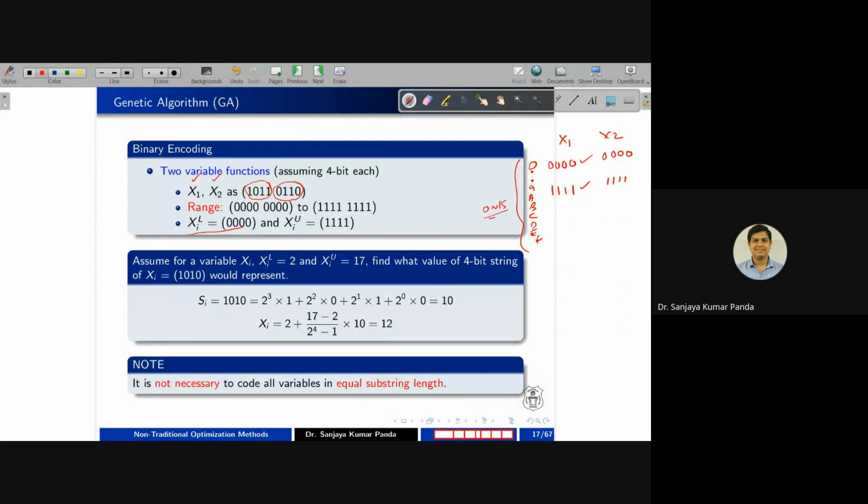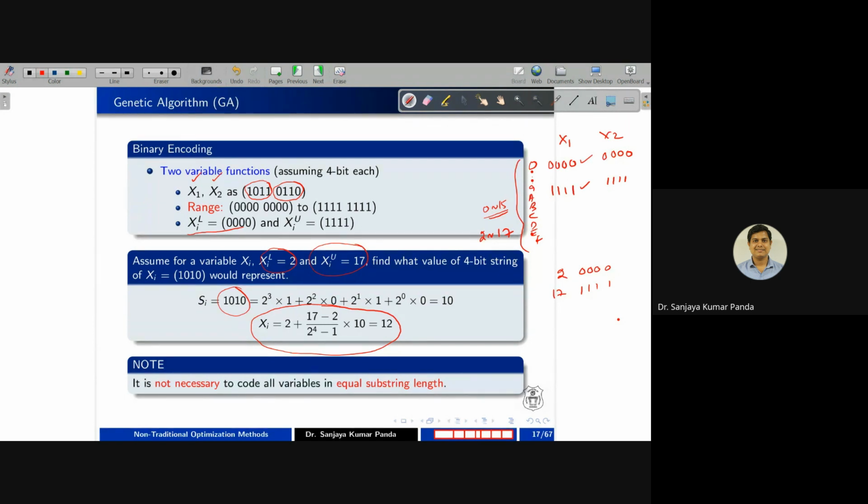Not necessarily always will you get a range of 0 to 15. Sometimes you are given the range 2 to 17. So in that case, what happens? 2 will represent four 0s, 17 will represent your four 1s. This is the particular formula which we can use to find the decimal equivalent of a particular binary number. If x lower limit is equal to 2 and x upper limit is 17, then for a particular binary string you can determine its decimal equivalent.